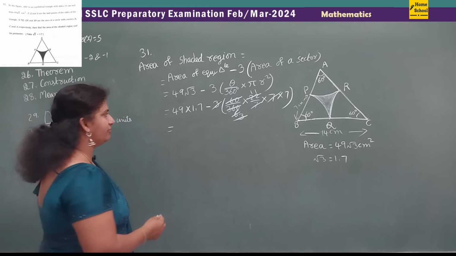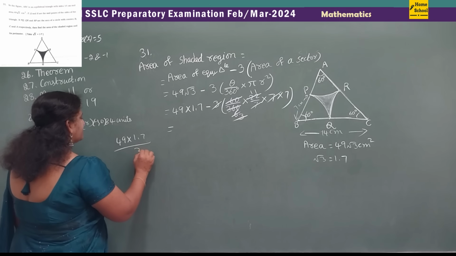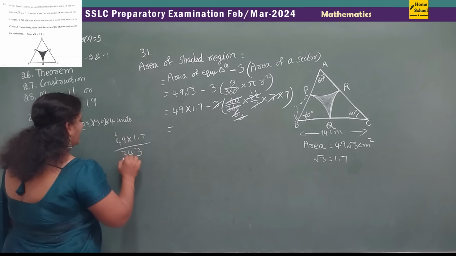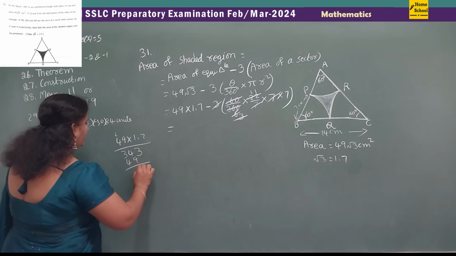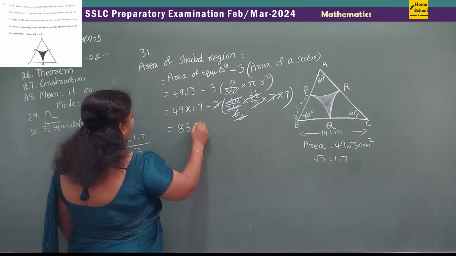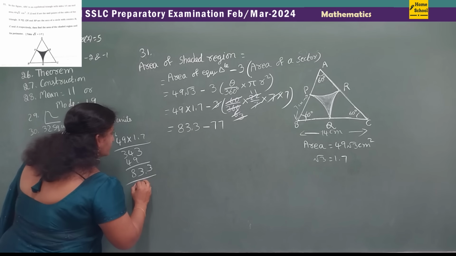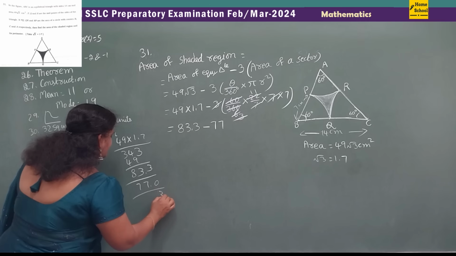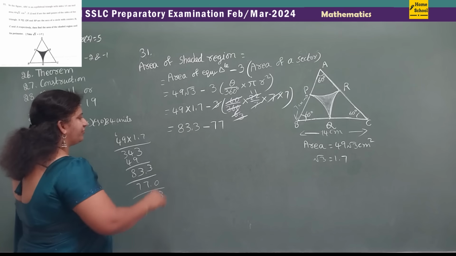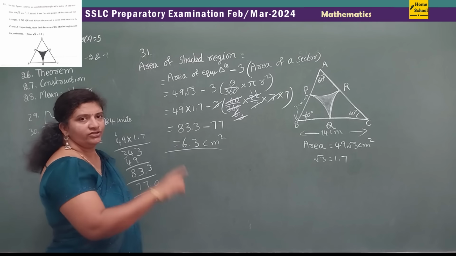49 into 1.7, we need to multiply first. Let me do here, 49 into 1.7. 7 9s are 63, 7 4s are 28. 28 plus 6, 34. And this will be 49, 3, 13, 8, 83.3 minus 7 11s are 77. In this, you subtract 77, 3 minus 0 will be 3, and here 13 minus 7, it will be 6. 6.3 is your answer. 6.3 centimeter square is the area of the shaded region.